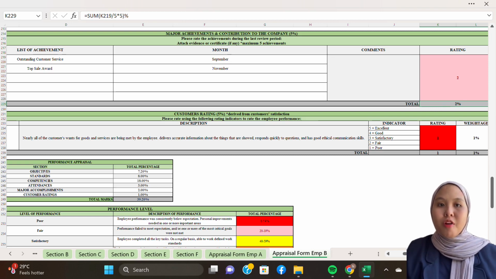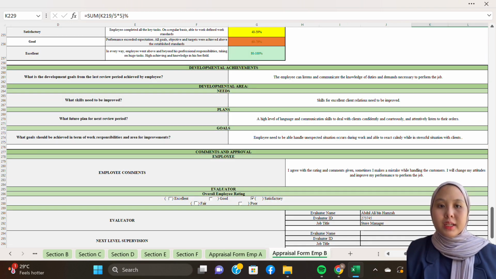Next, the performance level. The level of performance consists of 5, which are poor, fair, satisfactory, good, and also excellent. The description of performance for poor is employee performance was consistently below expectation, personal improvement needed in one or more important areas, with the total percentage between 0 to 19%. The second is fair, where the performance failed to meet expectation and more of the most critical goals were not met, with the total percentage between 20 to 39%.